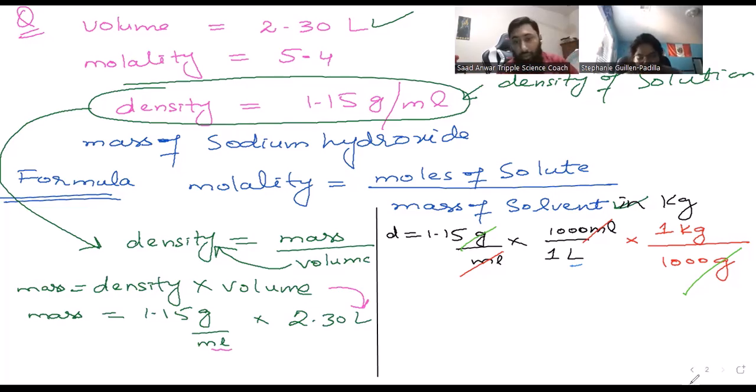When I write it like that, the good thing is I do not need to use a calculator, because I can see this 1,000 would be cancelled by this 1,000 and my answer remains the same. But now the unit is kilogram per liter.